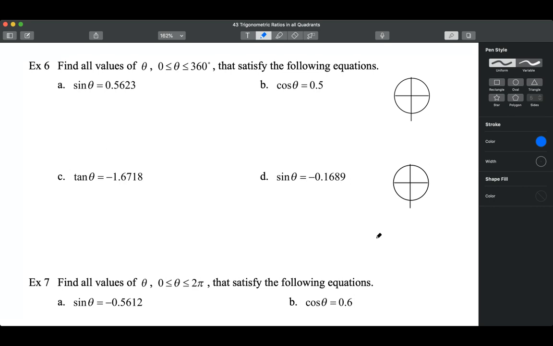All right, so here I am trying Screencastify because QuickTime is failing me. So let's see how this goes.